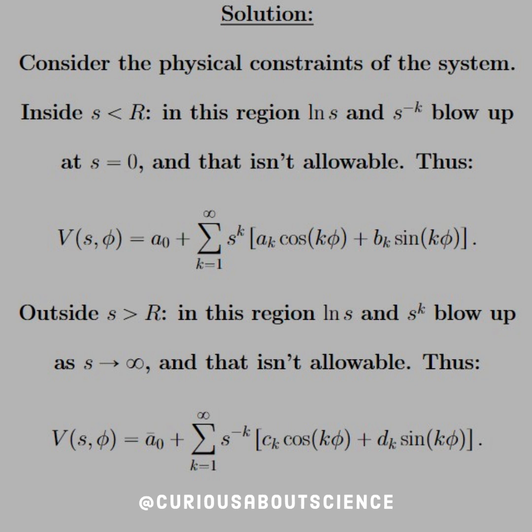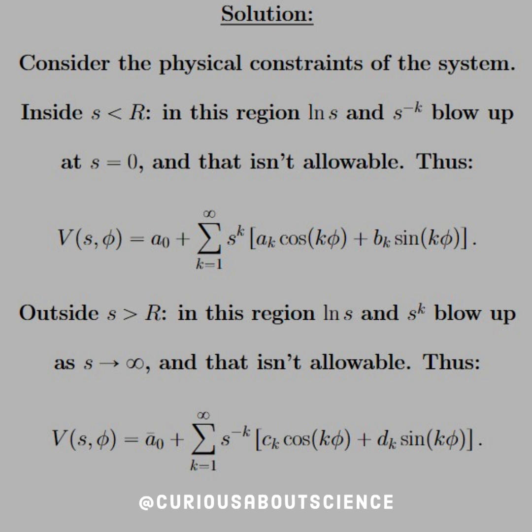So to find the electric potential both inside and outside the cylindrical shell, what we need to do is find the coefficients. To start, let's consider some of the physical constraints of the system. Inside, where S is less than R, this is a region where the natural log and S to the negative k, or 1 over S to the k, blow up at the origin. And this isn't allowable for a physical system. So automatically we know that the coefficients B sub naught, C sub k, and D sub k must be 0 in order to account for this.